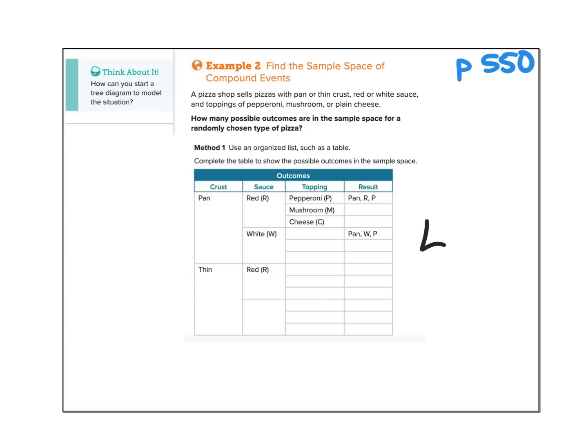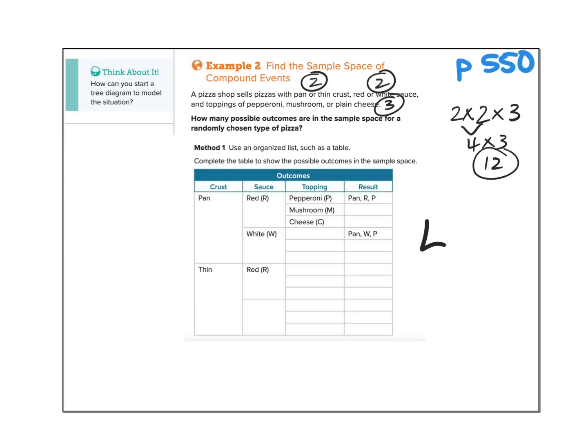All right, so for the next one, let's go ahead and see. A pizza shop sells pizzas. You can get pan or thin crust. You can get red or white sauce, and you can get pepperoni, mushroom, or plain cheese. So if I want to know how many possible outcomes that is, I can just think, hey, for the crust, there's 2. For the sauce, there's 2 choices. And for the toppings, there's 3. So I can do 2 times 2 times 3 to get me the outcomes. Well, 2 times 2 is 4. 4 times 3 is 12. There are 12 possible outcomes.